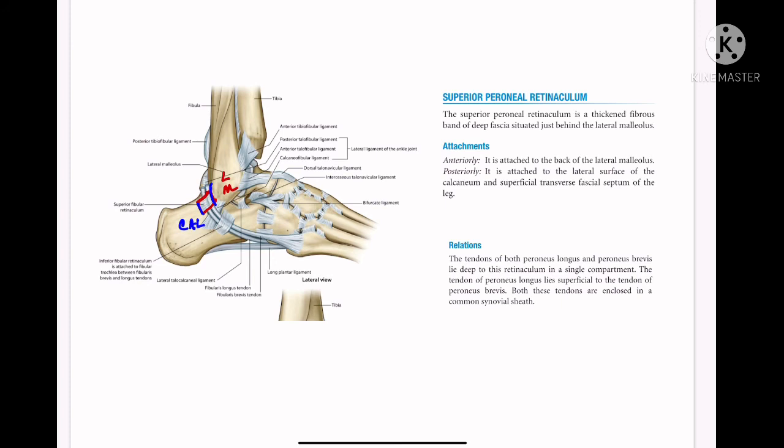Regarding the relation of the superior peroneal retinaculum, the tendons of both peroneus longus and peroneus brevis lie deep to this retinaculum in a single compartment. These two tendons are in different colors. The peroneus longus lies superficial to the peroneus brevis. In black, we are drawing the tendon of the peroneus longus. This is the peroneus longus.